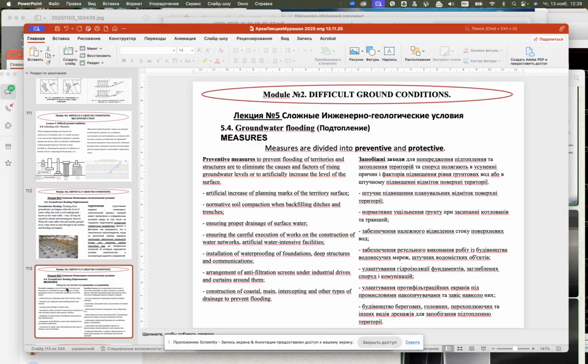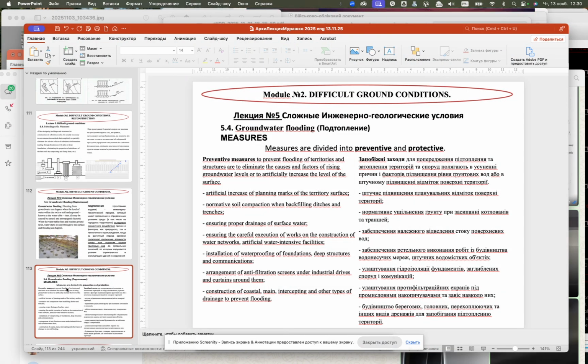Also, it is installation of waterproofing of foundation systems and deep structures and communications which are located underground. So you should use waterproofing. Also, it's arrangement of anti-filtration screens on the industrial drives and curtains around them. So it's like the solution which I described when we were designing the building on subsiding soils.